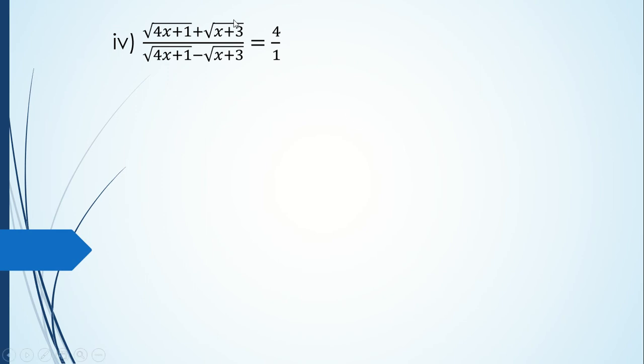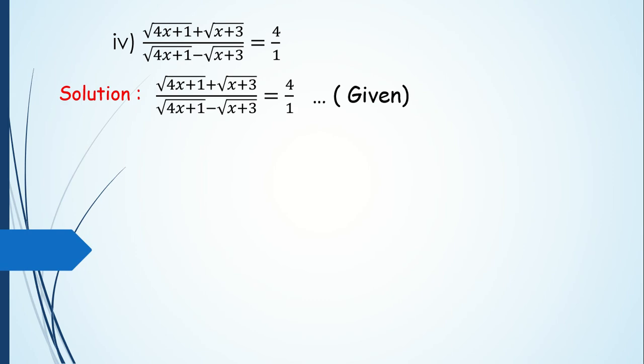Now looking at this sum, you can see that there is componendo dividendo, plus and minus sign is there. So this is componendo dividendo. That means we have to do componendo dividendo only. I told you in the previous video, if there is componendo, we should do the opposite, that is dividendo. And if there is dividendo, we should do componendo. But if there is componendo dividendo, then we have to do componendo dividendo only. So first we will write down what is given. This is what is given to us in the question.